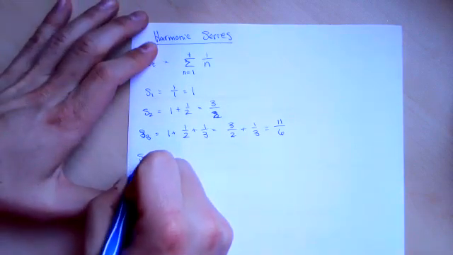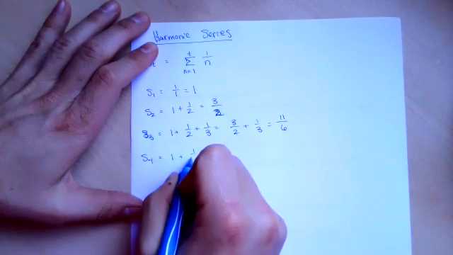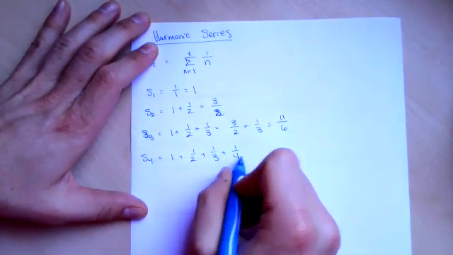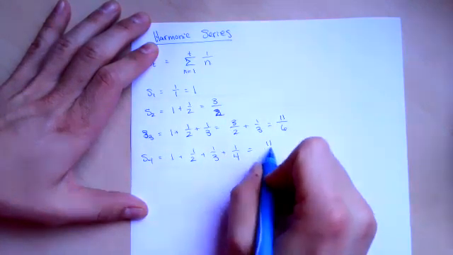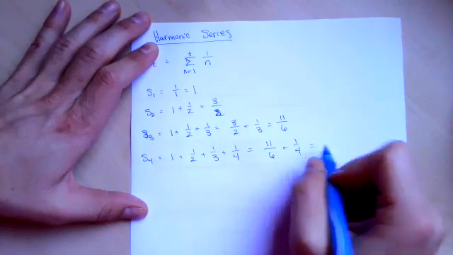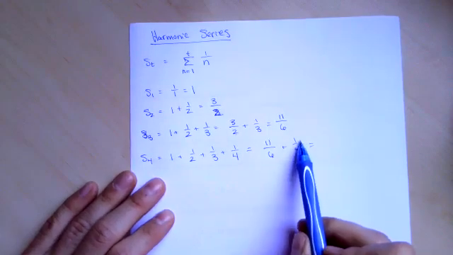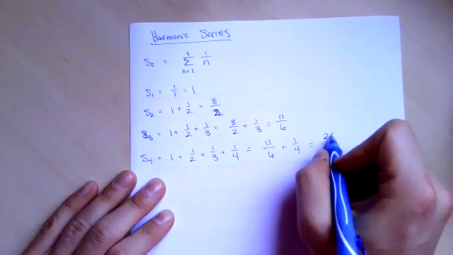And S4 is going to be 1 plus 1/2 plus 1/3 plus 1/4. And what is that? So it's going to be our first 3, 11/6, plus 1/4. And what's that going to be? So 3 out of 12 plus 22 out of 12. So 25 out of 12.